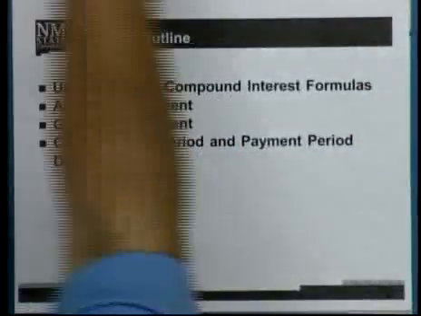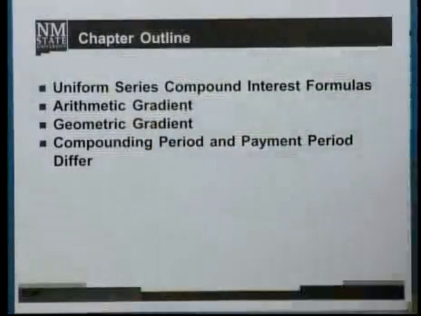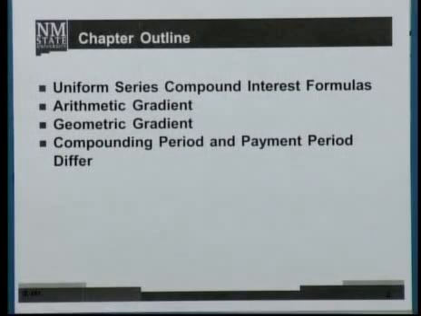Okay, so this is the chapter 4 outline. From chapter 4, we are going to learn how to solve problems using uniform series and the compound interest formula, and also learn how to apply arithmetic and geometric gradients in modeling and economic analysis. And we will also talk about how to handle it if the compounding period is different from the payment period. This somewhat overlaps with chapter 3. Also, we are going to talk about the nominal interest rate and the effective interest rate again within this chapter 4. Okay?